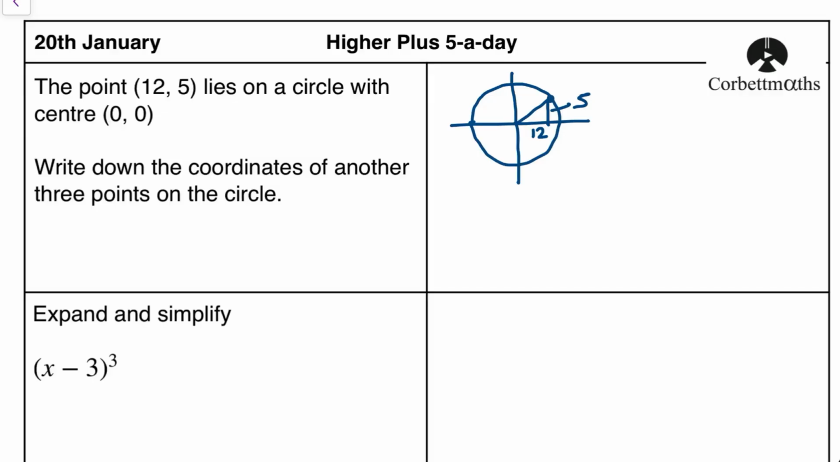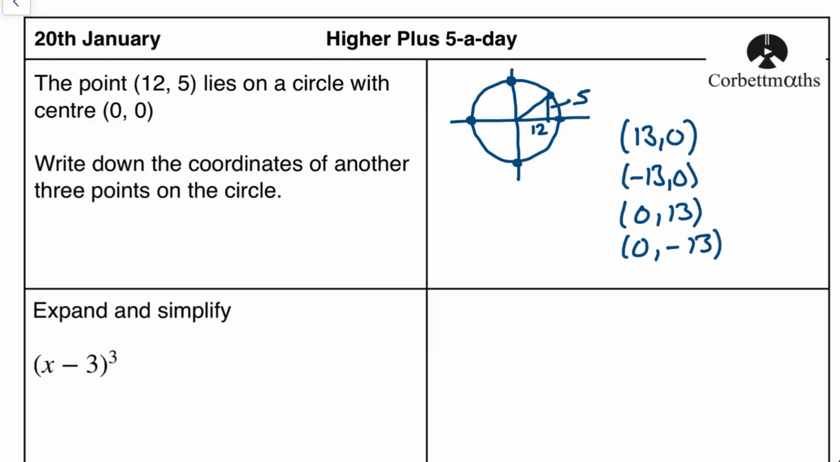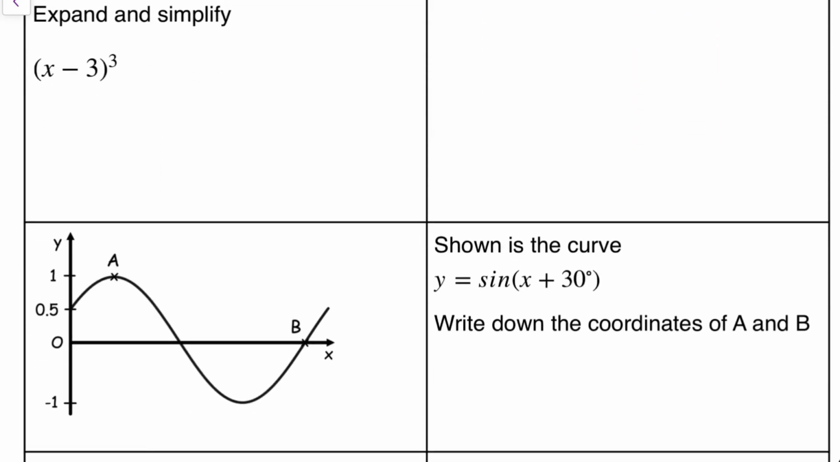Now, if I know the radius is 13, that means I know the coordinates of all these points really easily on the axis. So I can actually write down a lot more than 3, but let's answer the question. So it could be (13, 0) or (-13, 0). Or I could do up and down, so (0, 13) or (0, -13). There's lots of other choices. In fact, there's infinite other choices, but these are the easiest ones to do. First question done. Next question.